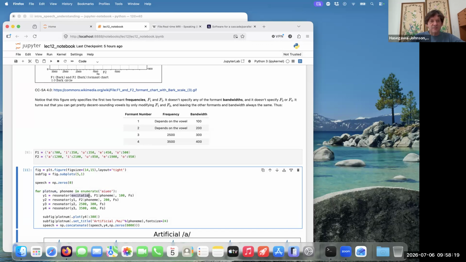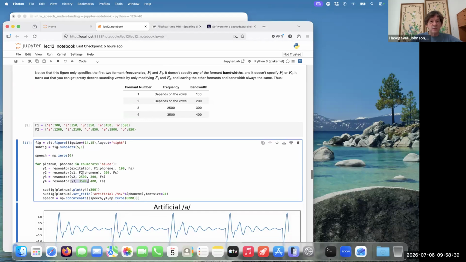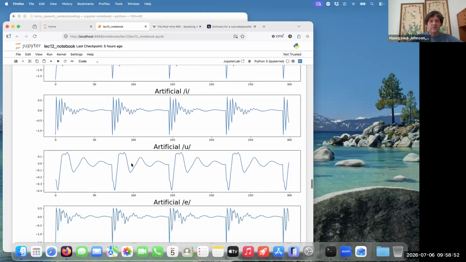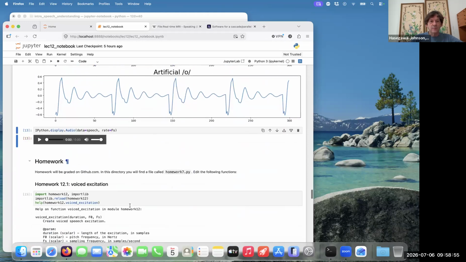For each of them, I'll take the same excitation signal and pass it through a resonator at F1, then take the output of that, Y1, and pass it through a resonator at F2, and then take the output of that and pass it through a resonator at 2500, take the output of that and pass it through a resonator at 3500. So we get A, E, U, A, O with these 4 resonant frequencies. And if we plot all of those vowels, here's what the waveform for A looks like. Here's the waveform for E. Here's the waveform for U, A, and O.